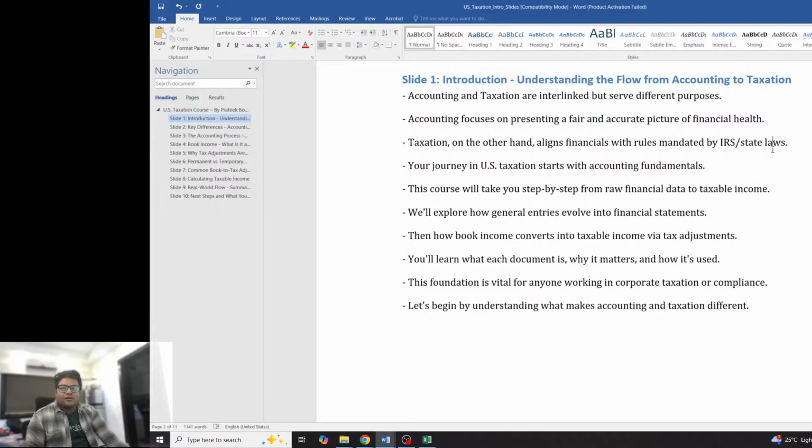Accounting is done so that we can arrive at a transparent picture of the financial health of the company, whereas taxation is done in order to arrive at a taxable income through which we can complete our compliance towards the government or any IRS department.